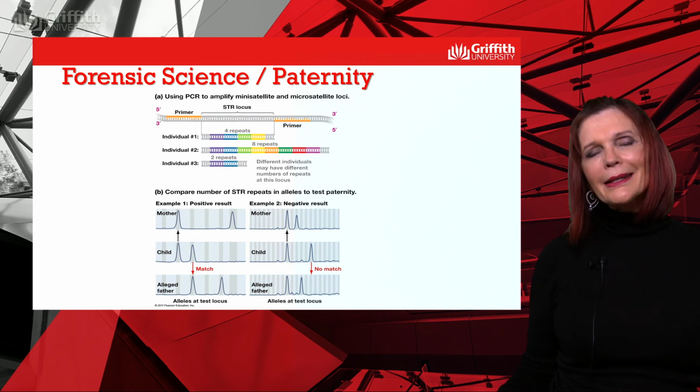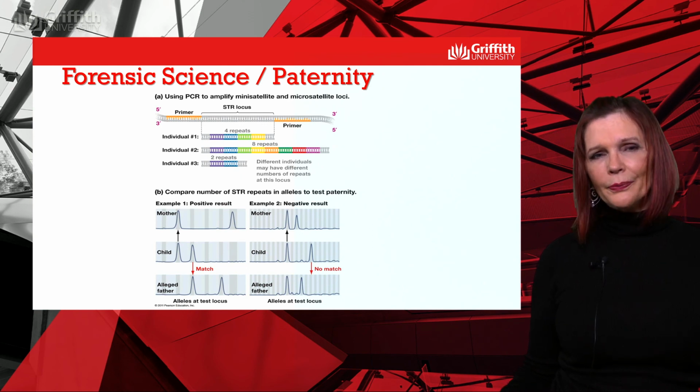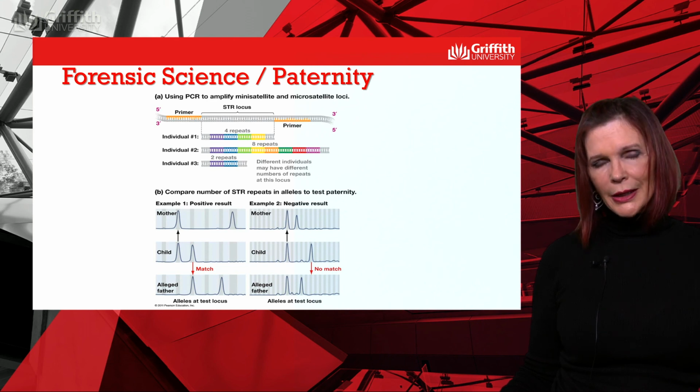Using PCR, the STR sequences are amplified and the length of the region, and thus the number of repeats, is analysed. It represents a particular allele. And then, of course, the length of the sequence or region is determined using electrophoresis.